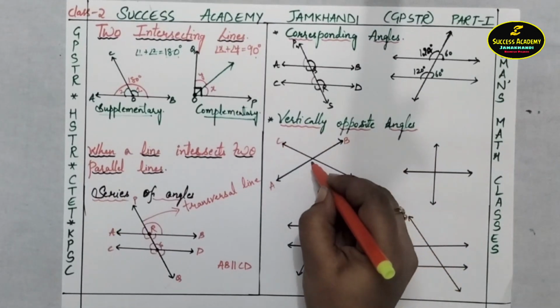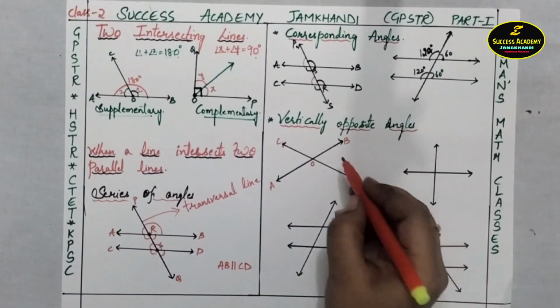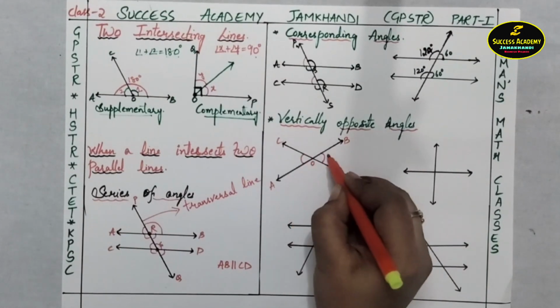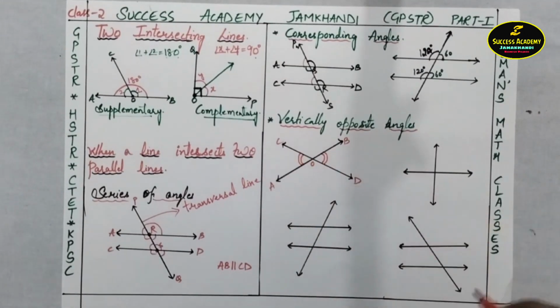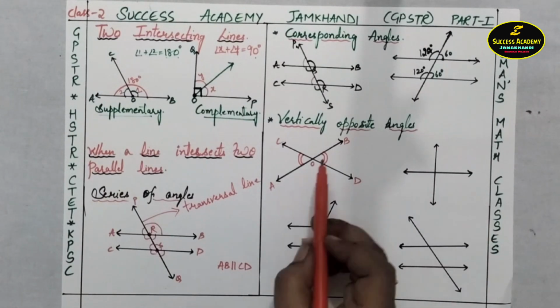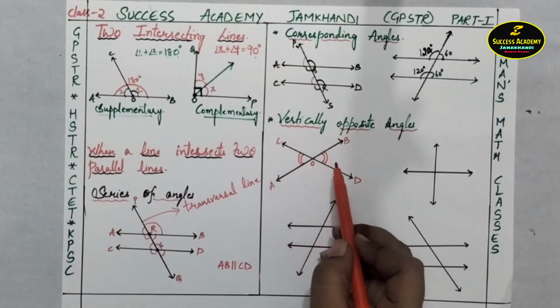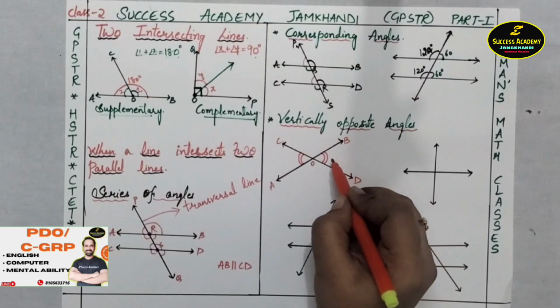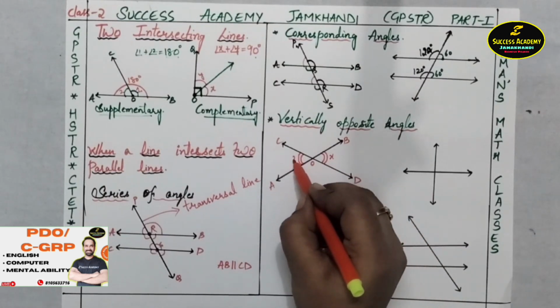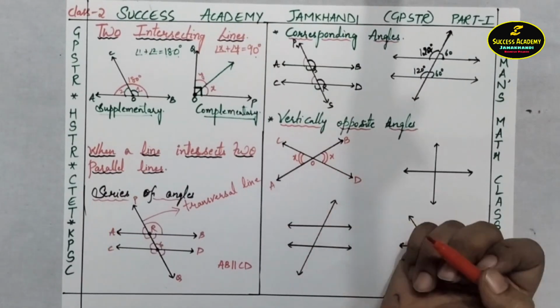They both are intersecting at a point O. Then they form such angles. These are called vertically opposite angles. These are called vertically opposite angle and they will also be equal to each other. इनको हम कहेंगे vertically opposite angle और ये दोनों हमेशा same रहेंगे.